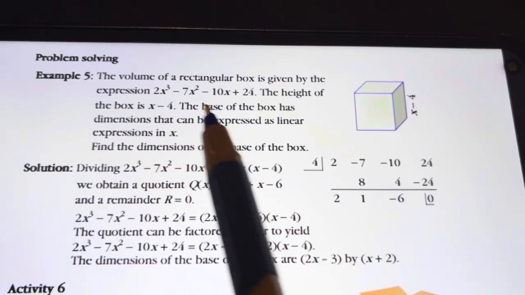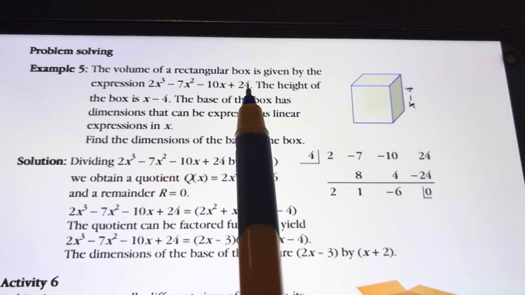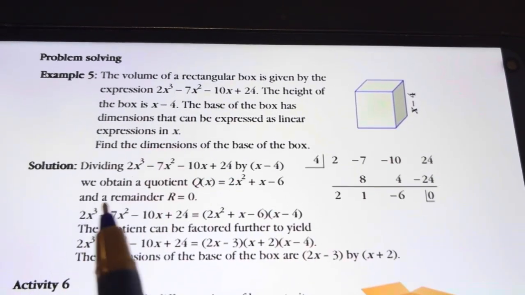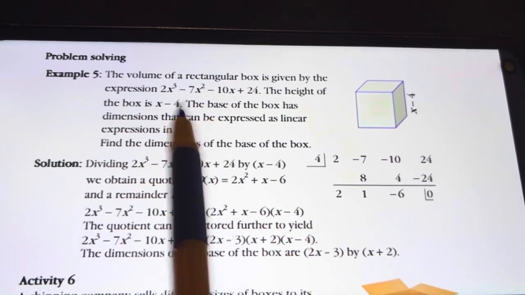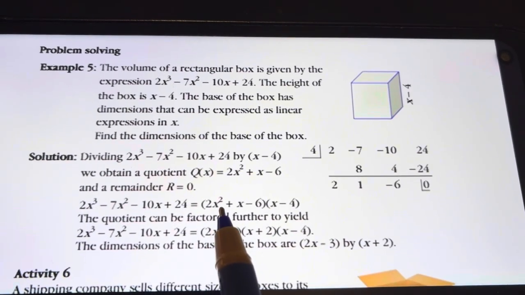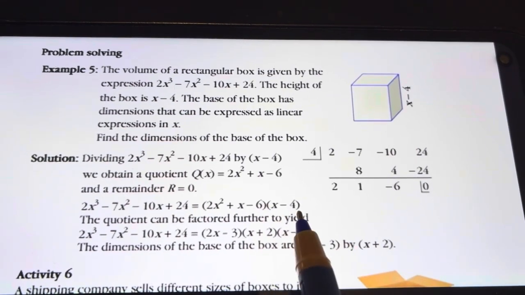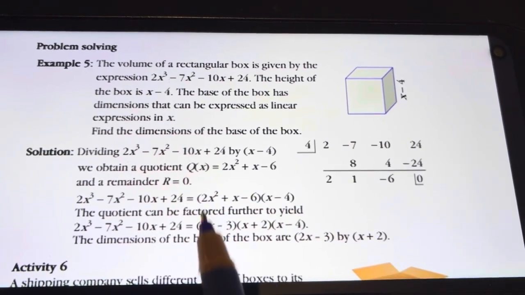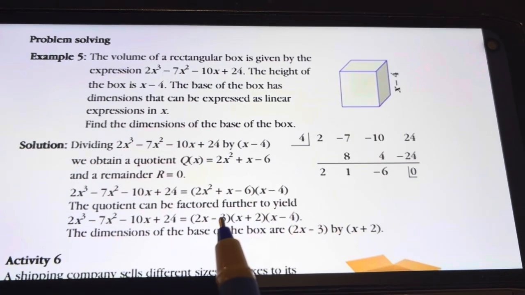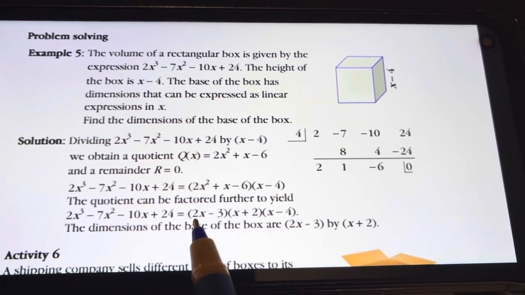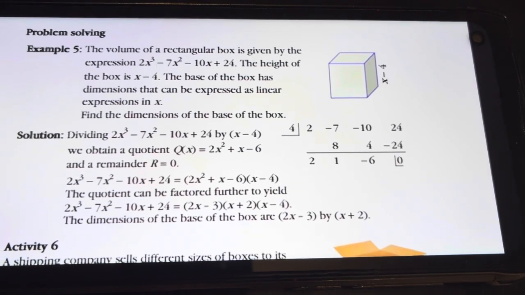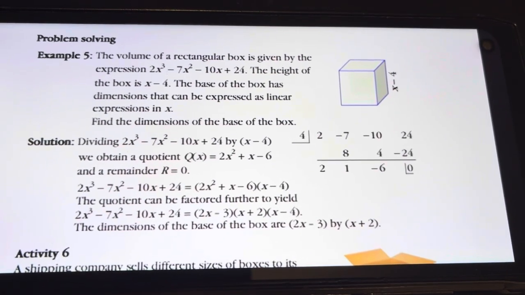You have a box and he's telling you that the volume of this box is given by this equation and the height is x minus 4. He wants the dimensions of the base. So you'll just divide the volume by this. He used the synthetic method and he got that the base is 2x squared plus x minus 6. You can easily factorize this, which is 2x minus 3 times x plus 2. So the base, let's say this is the length, 2x minus 3, and this is the width, x plus 2, and this is the height, x minus 4. So the dimensions of the base are this and this.